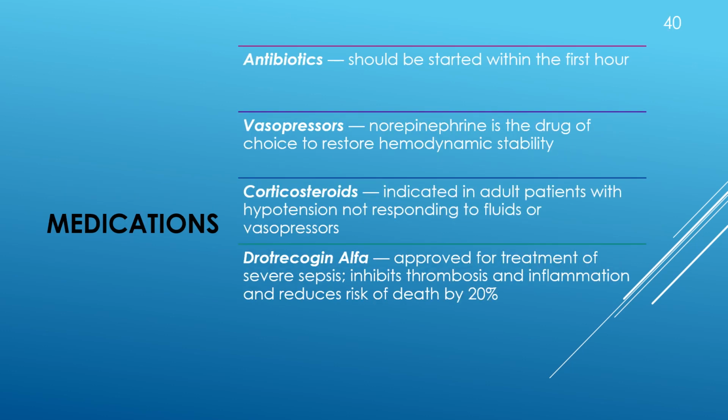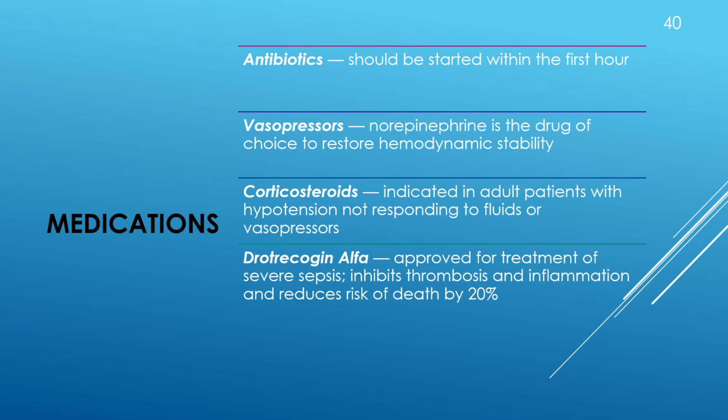So let's talk about the medications which are the cornerstone of managing shock and sepsis. Antibiotics. You need to give a broad spectrum antibiotic as soon as possible because you really need to manage the underlying infection. Once you get some cultures and you determine exactly what the organism is, you could fine-tune your antibiotic. When we talk about hemodynamic stability, vasopressors is the way to go. Norepinephrine is the drug of choice. So when you think about hemodynamic stability and vasopressors, think about norepinephrine.